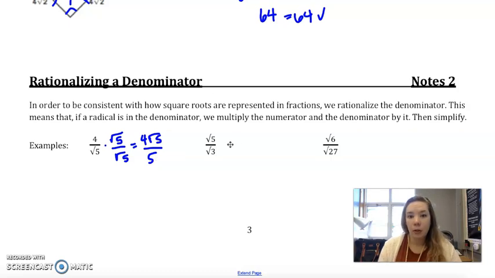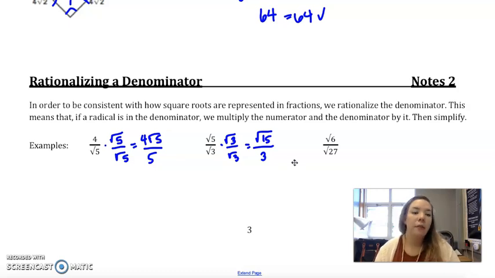For this one we would do times root 3 over root 3. Since they're both in a radical, we multiply underneath. 5 times 3 is 15, so we have root 15. And then you'd have 3. You're also going to want to make sure that you're simplifying if you can. Root 5 is as simple as possible. Root 15 is as simple as possible.